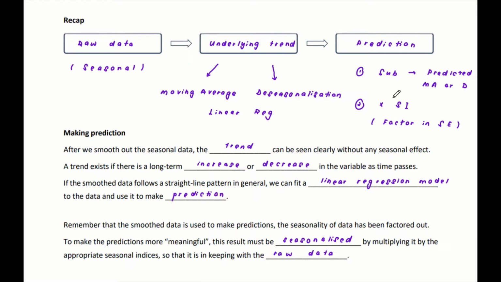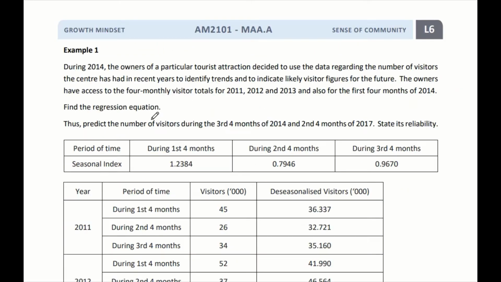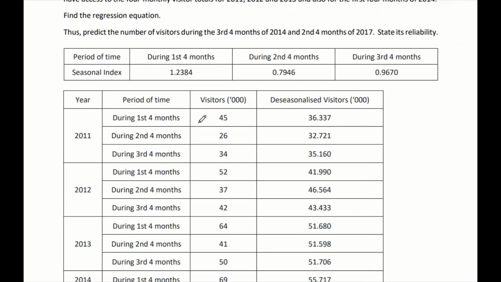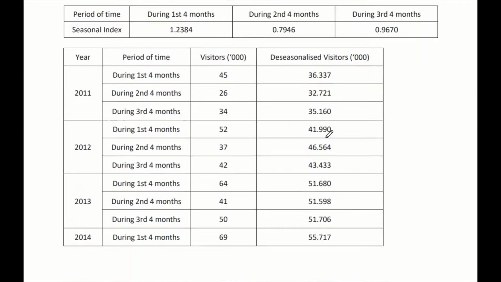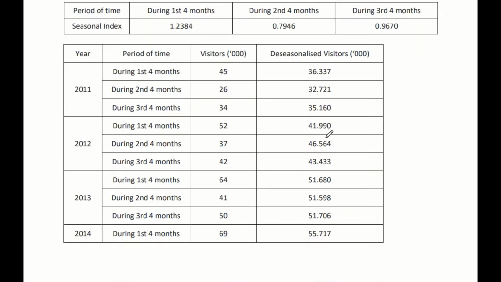Let's look at example 1. I'm not going to repeat the question. This is our latest progress: we have found the seasonal index for each period, and we have carried out deseasonalization, which is dividing all the raw data by its respective seasonal index. We are going to start from here by fitting the linear regression to the data first, so let's use your calculator.